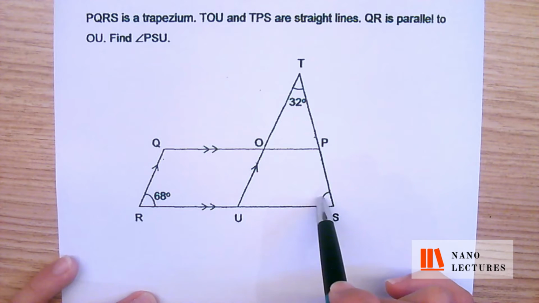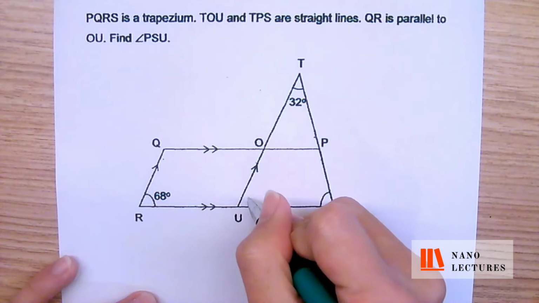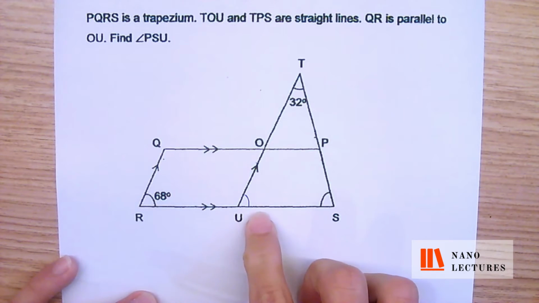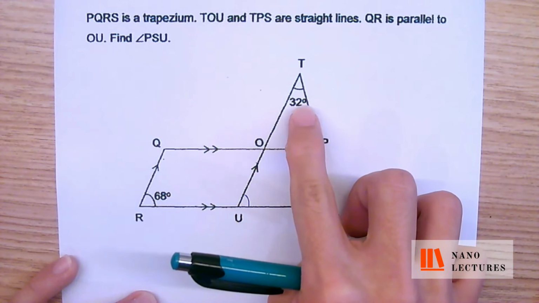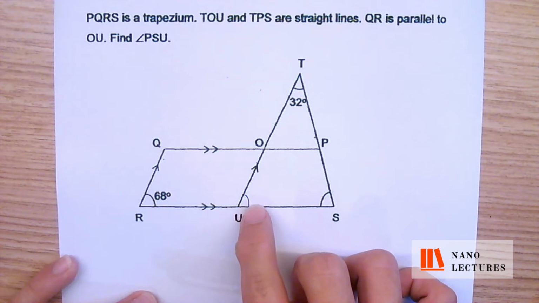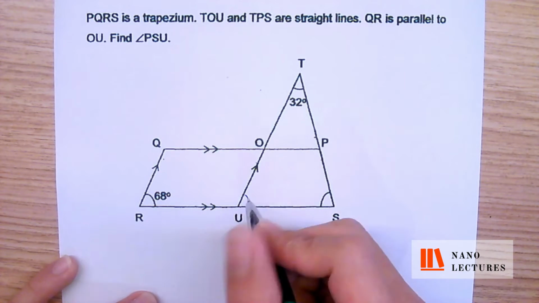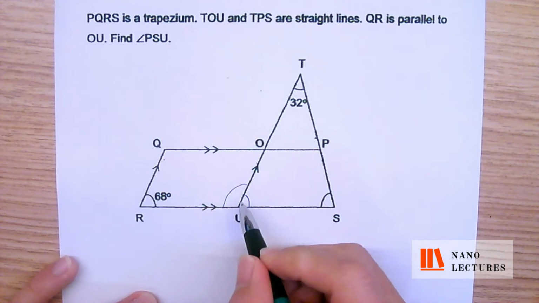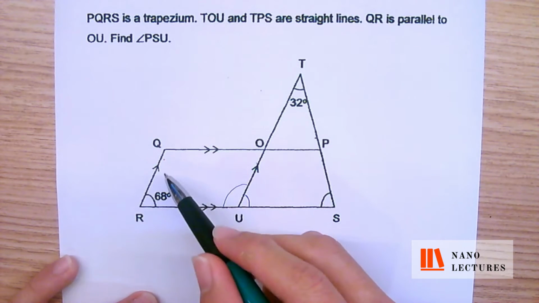In order to find this angle, I need to find this angle. Because if I know this angle, I can just take 180 degrees minus 32 minus this angle, and I'll be able to find this one. Now, how are we going to find this angle? In order to find this angle, we need to find this angle. Okay, now take a look at this.